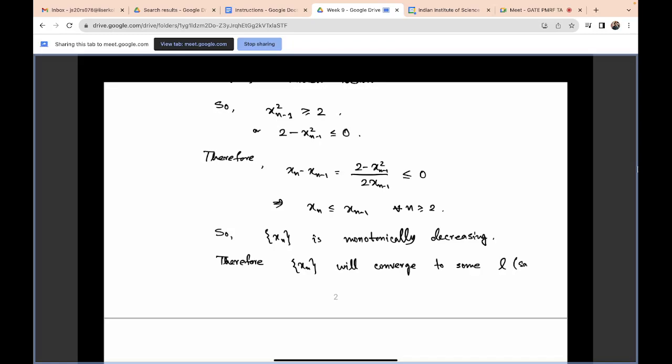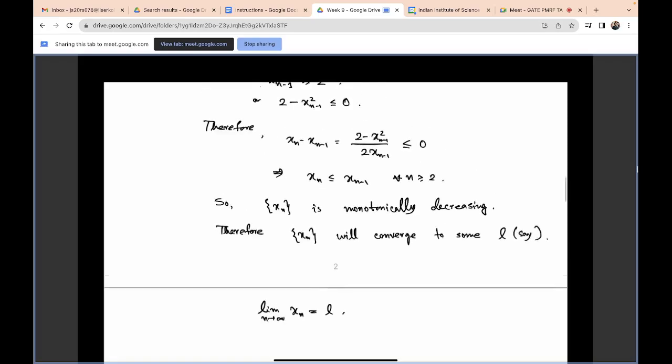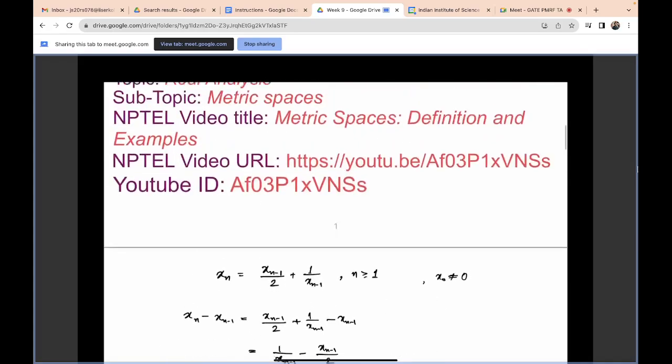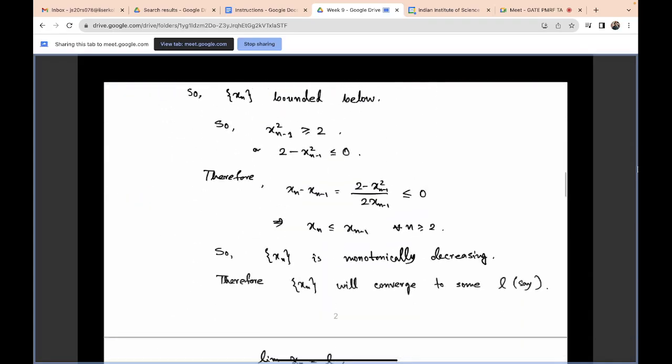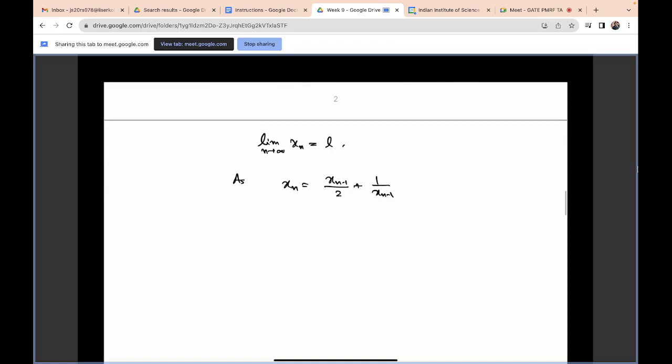Let's say the limit as n tends to infinity of xn is L. So if the limit as n tends to infinity, xn becomes L. Now take the limit in the initial recursion, where we have xn equals xn minus 1 by 2 plus 1 by xn minus 1.